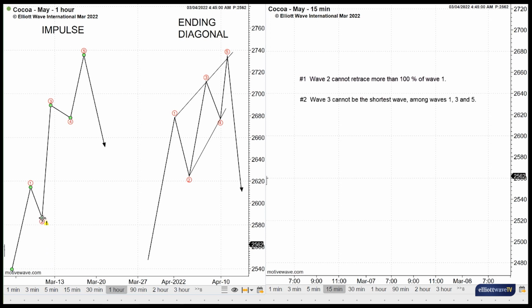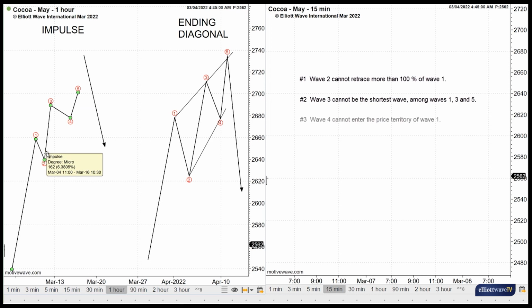The second rule is that wave 3 cannot be the shortest among wave 1 and wave 5. This doesn't mean that wave 3 has to be the longest, it just means that it cannot be the shortest. So if wave 1 was longer than wave 3, then wave 5 has to be shorter than wave 3, so that wave 3 is not the shortest wave.